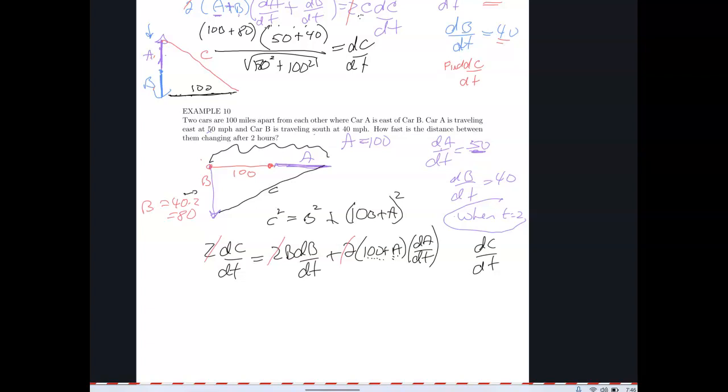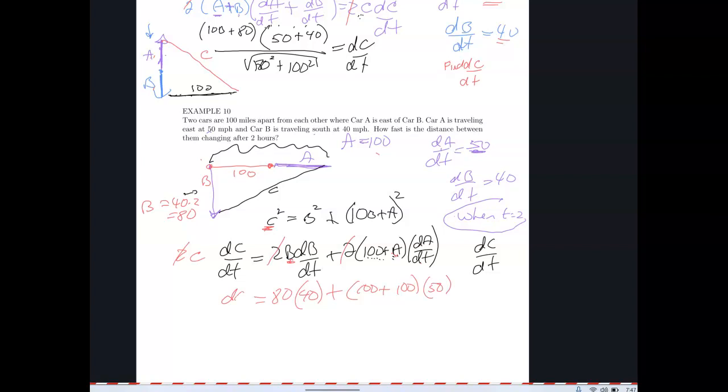So, oh dear, look at what I did. I put 2, but I forgot to put 2c. So the derivative is 2c times dc dt. Mistake there. Okay, I can cancel the 2. So I've got c here still, right? So let's go plug in the length of B is 80 times the dB dt plus 100 plus the length of A, which is 100, and then times dA dt.